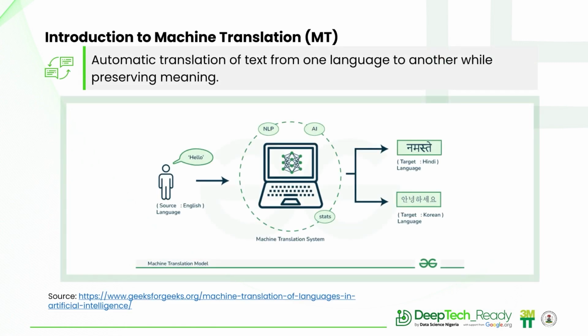To start with, what's machine translation? Machine translation refers to the process of automatically converting text from one language to another while maintaining its original meaning. Unlike human translation, machine translation relies entirely on computational models in order to understand, interpret, and reproduce content in a different language. The goal of machine translation is not just word-for-word translation, but also the preservation of context, grammar, and fluency to ensure that the translation feels natural.